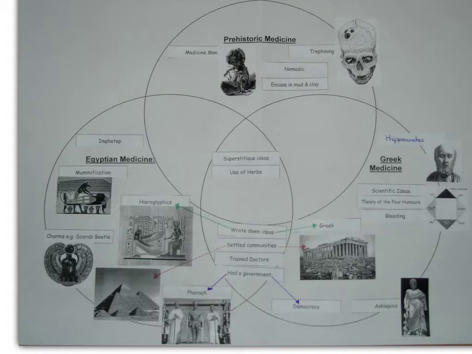Finally, scientific ideas are associated mainly with the Greeks, who started developing a much more scientific approach to medicine.